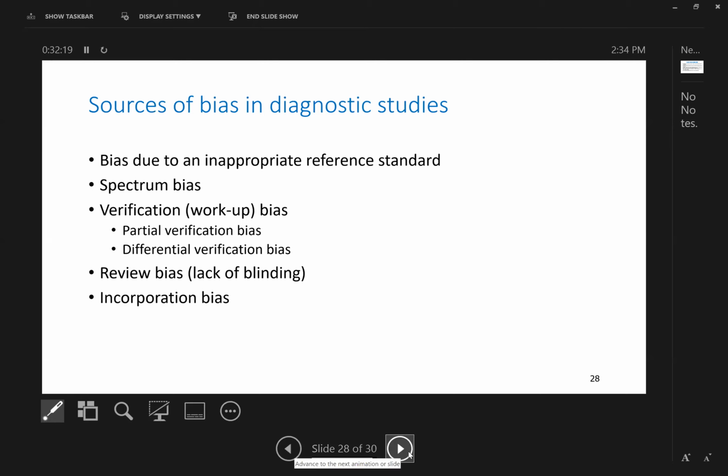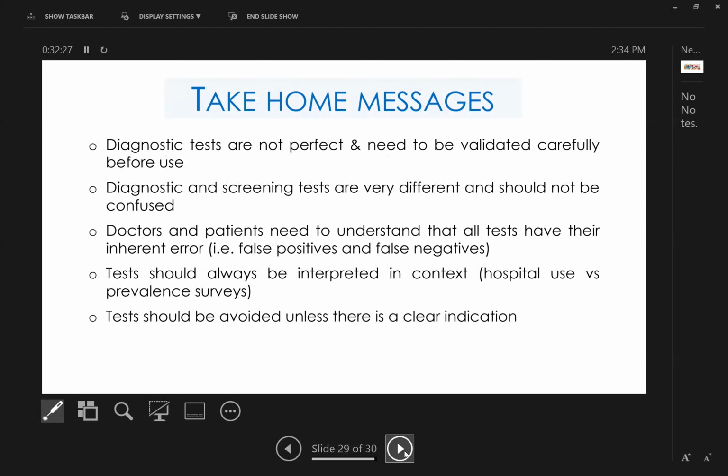And if you look at the Google Drive, you will see we have an entire critical appraisal worksheet just for diagnostic studies, right? So the take-home messages here are diagnostic tests are never perfect. They all need to be validated carefully before clinical use. Diagnostic test is very different from a screening test. And every test has its inherent built-in error, and that error is quantified by 2 numbers, sensitivity and specificity. Sensitivity and specificity directly give you false negatives and false positives, okay?